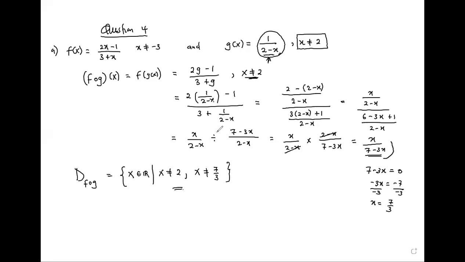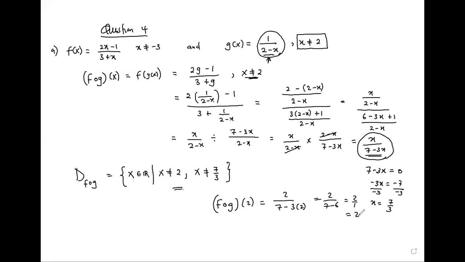Though 2 can work if you bring it here. If we said what is f of g of 2, it will be 2 over 7 minus 3 times 2. This is 2 over 7 minus 6, which is 2 over 1, which is 2.